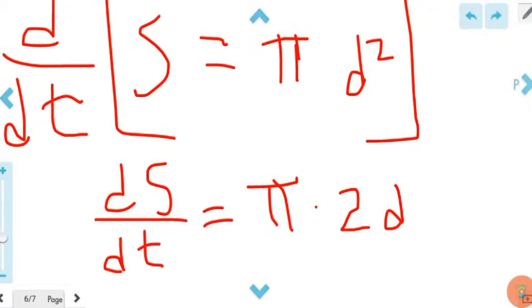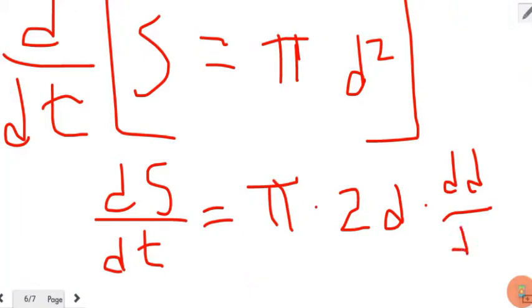And then, based on the chain rule, now we need to multiply this by the derivative of the inside. So our inside is d. To find the derivative of d, it's going to be just like s. We don't really know what d is. Therefore, we can't know its derivative. So the best we can do is just to say dd dt. Okay, so here's our derivative.